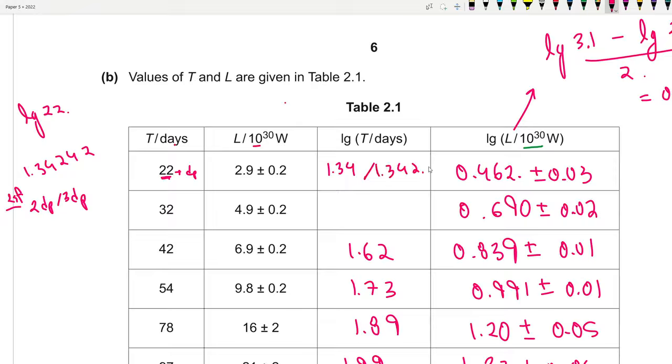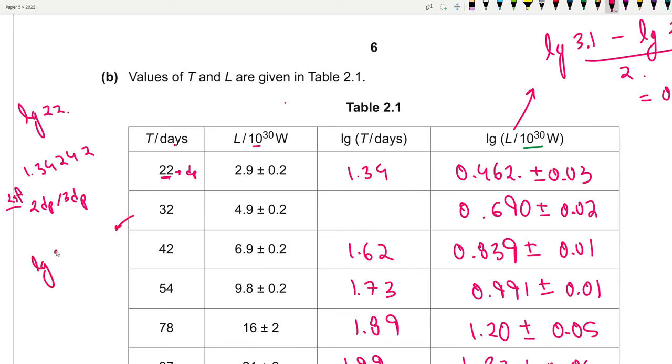Both would match. Okay, but honestly, I will give you a trick. I'll give you a tip. Go for less number of significant figures. It makes plotting the graph much easier. Okay, so we are gonna go for 1.34 over here. Great. Now let's go to the next one, this one.